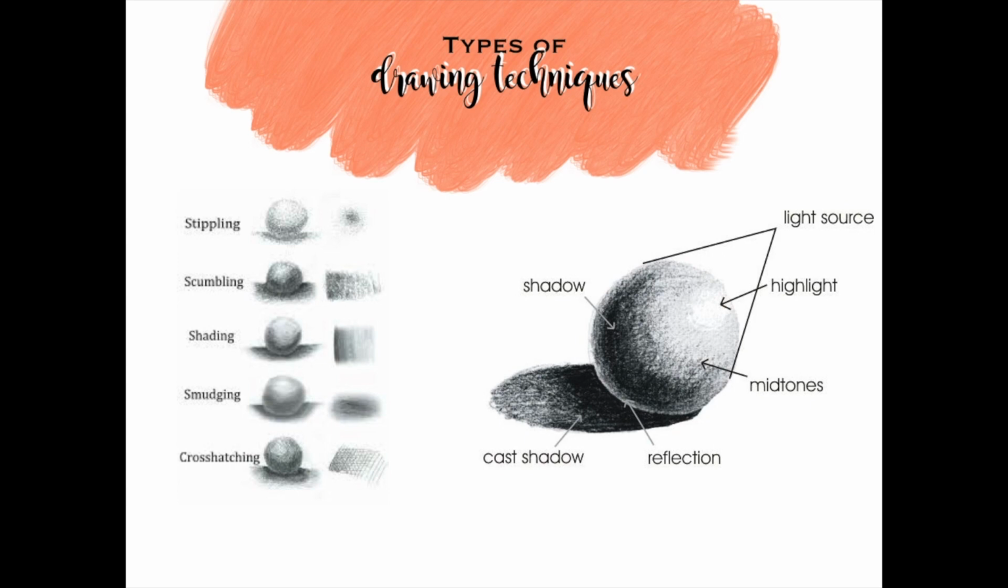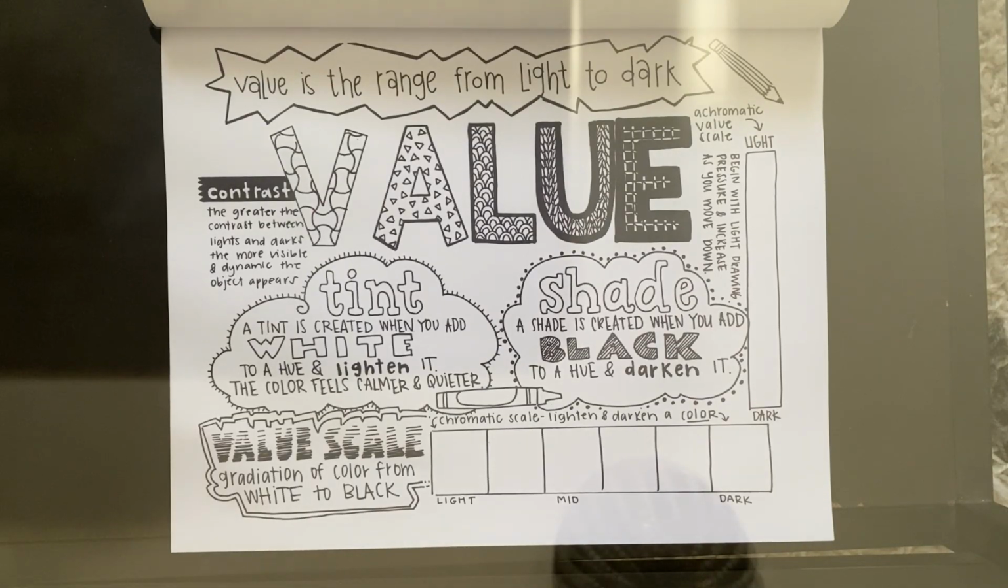If you look to the right of the page, you'll see the light source hitting the sphere. So you'll see in the sphere a highlight, then it goes to a midtone, the shadow, a reflection, which is a lighter shade, and then your cast shadow. That's how you turn a circle, a flat shape, into a shape that has form.